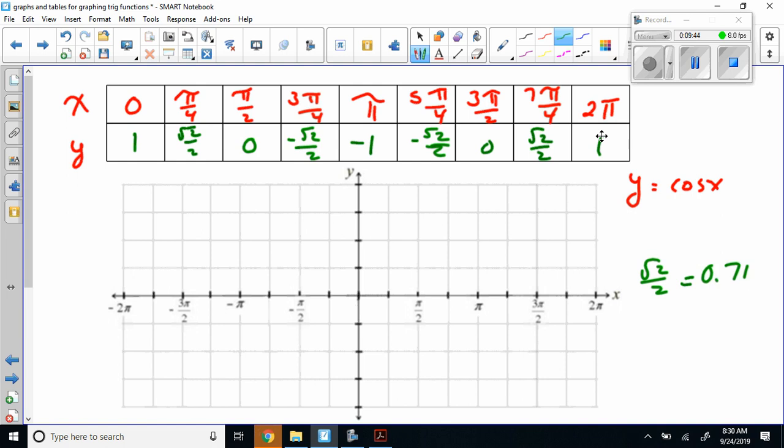Any questions? Where did you get the y values from? Yeah, but where'd you read them from? Unit circle. Good. All right, so we're going to graph them.